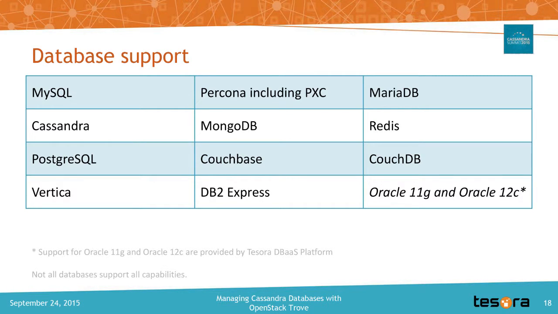I agree with the premise, but I think a lot of companies have more than a single database in their shop. And the value of Trove is that you have a common API for all of these databases. The API you call to create or resize or whatever, a MySQL instance and a Cassandra instance, is exactly the same API.